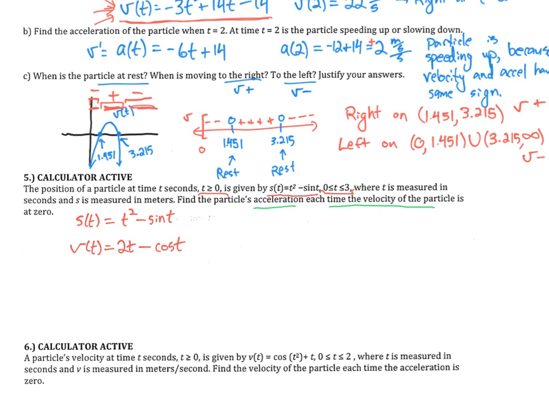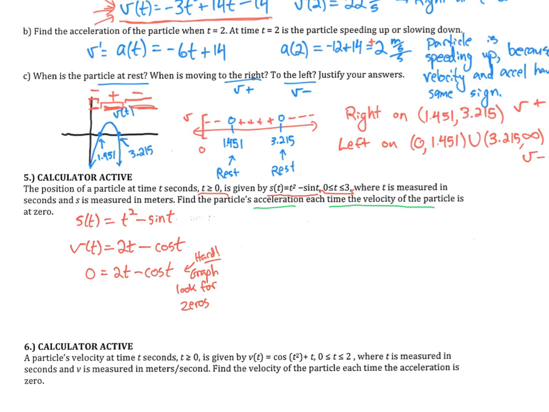And then if we want to find where the velocity is equal to 0, we can consider where the velocity is equal to 0. Now this is really, really difficult to solve by hand. And that's where this calculator active thing comes into play. What we're going to do is graph that function in our calculator and then look for zeros.